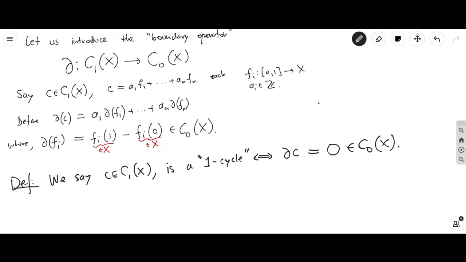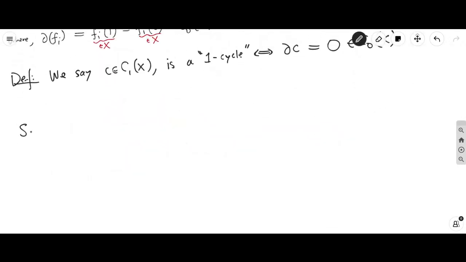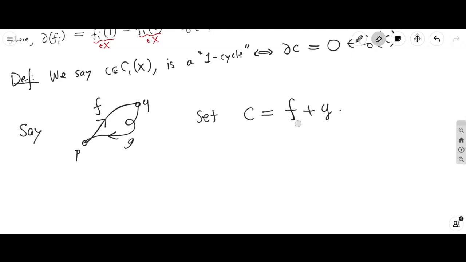Okay, and to appreciate this definition, let's look at an example. Say f is the following path. This is f. It goes from some point P to some point Q. And let's say we have another path, G, that goes from Q to P. And let's set C equal to F plus G. This is the way you're supposed to interpret this. You visualize C as a collection of two paths. So it's this path and then that path.